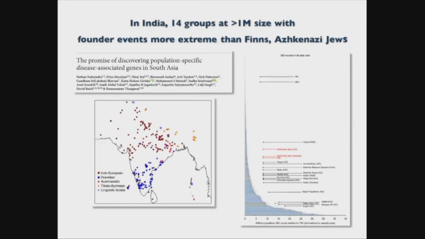In addition, I think India is a part of the world where this kind of genetic research may be quite fruitful, and this is because of work of David Reich and a couple of others that have shown that, beyond founder populations like Ashkenazi Jews and Finns, and also the Amish that I mentioned, in India there are 14 groups of more than 1 million size with founder events more extreme than those 3 populations that I just mentioned. And so this is something that we should think about as we move forward, how to tap into this set of populations.